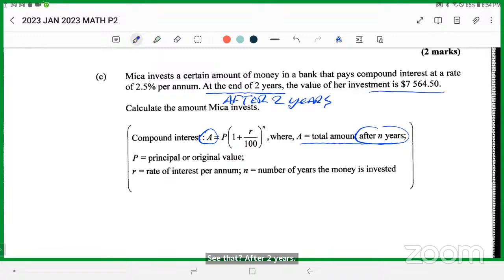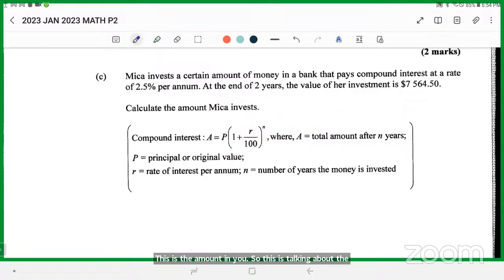This is the amount in there. So this is talking about the A. So that is the amount in there. So this figure is your A.